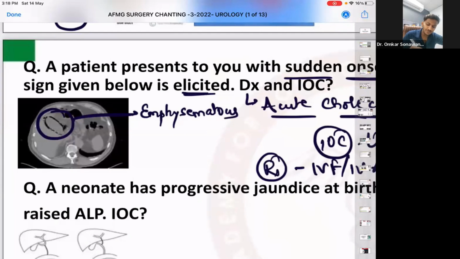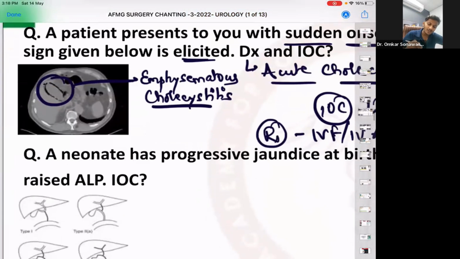This is called emphysematous cholecystitis. Please remember, wherever there is air, that is called emphysematous cholecystitis. Usually when there is presence of air surrounding the gallbladder, this is called emphysematous cholecystitis. The organism responsible is the one which produces gas, usually Clostridium perfringens. No issues with this. Remember, it is an important thing.